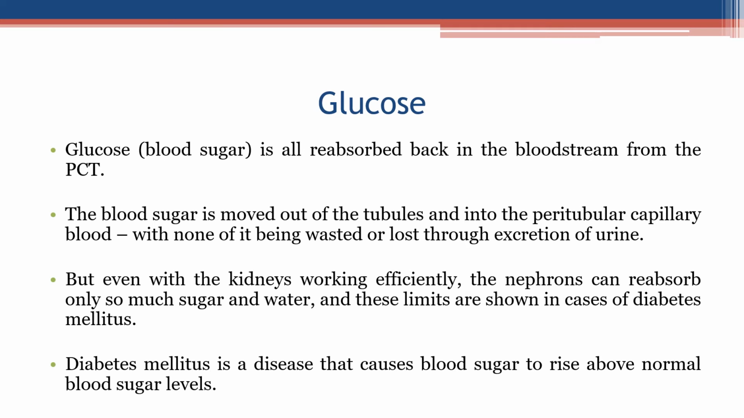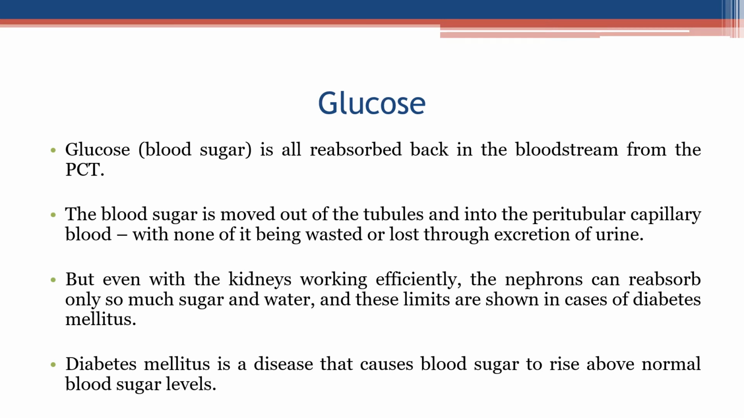Glucose. Glucose, blood sugar, is all reabsorbed back into the bloodstream from the PCT. The blood sugar is moved out of the tubules and into the peritubular capillary blood, with none of it being wasted or lost through the excretion of urine.